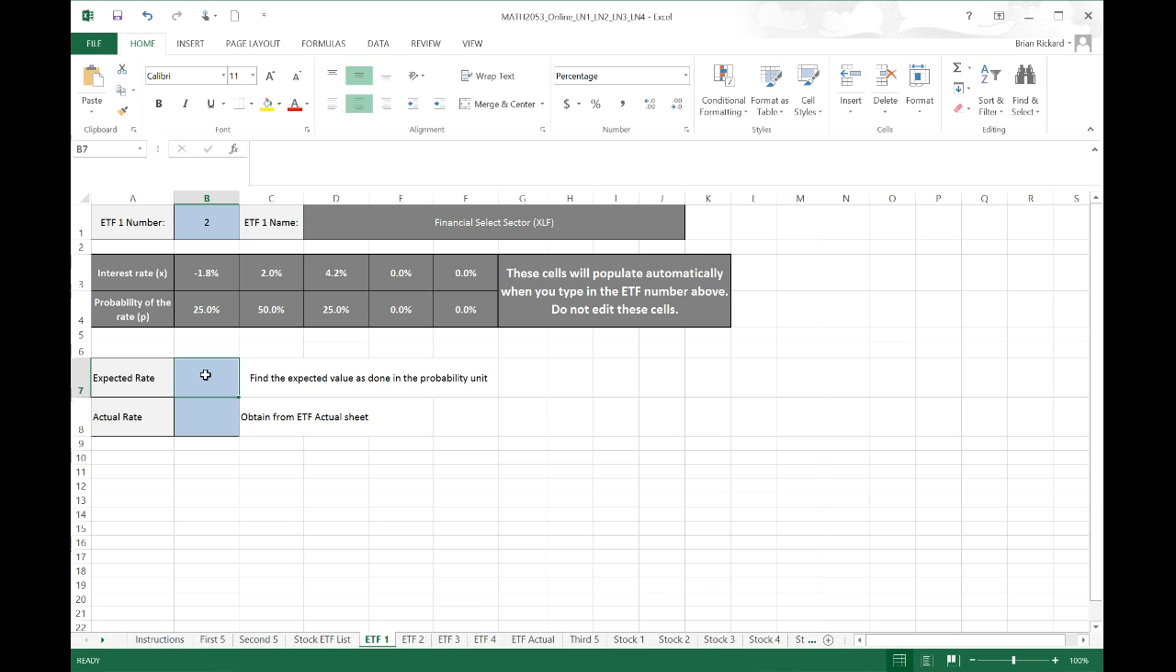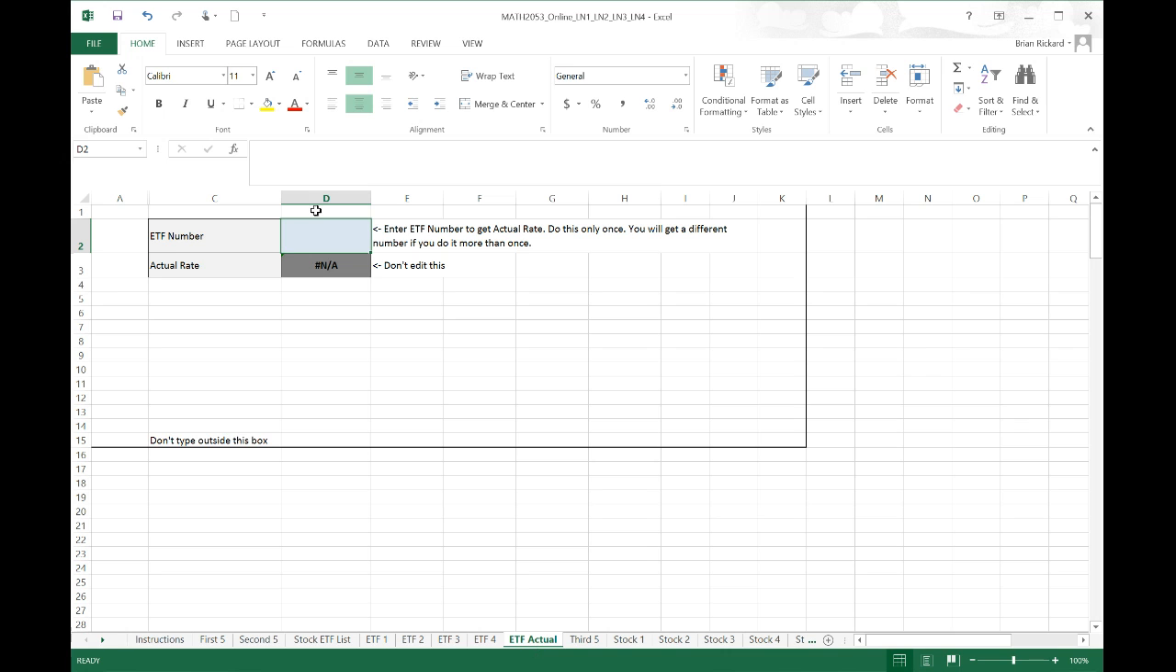Now the expected rate is what we expect to happen over the next 5 years, but of course it's the stock market. We have no idea what's actually going to happen. So you can get the actual rate as well. And so the actual rate comes from the ETF actual sheet. It's just a random number generated selection for the actual rate.